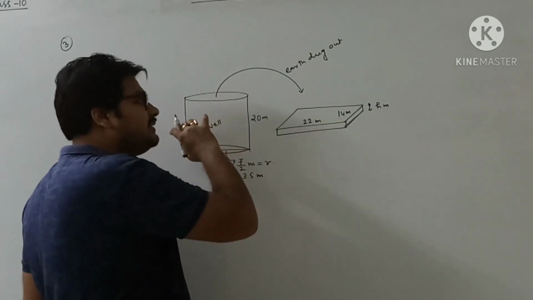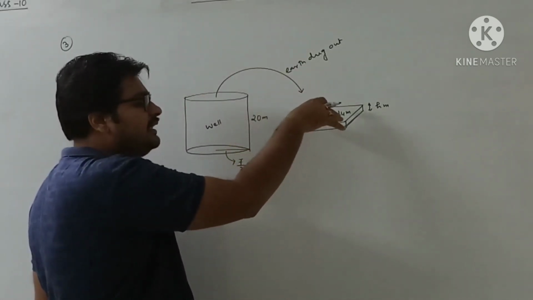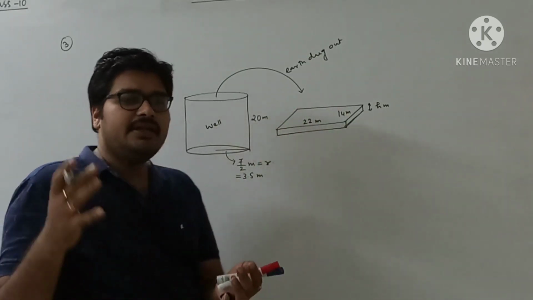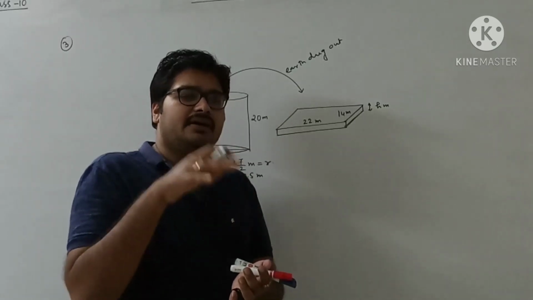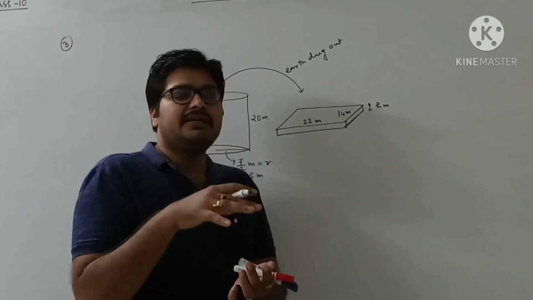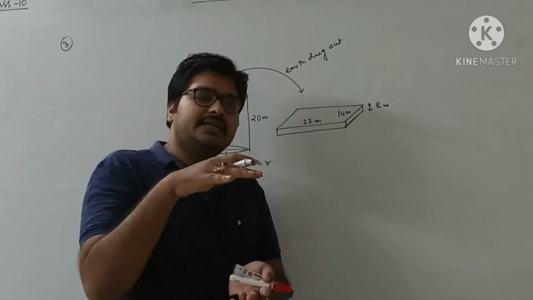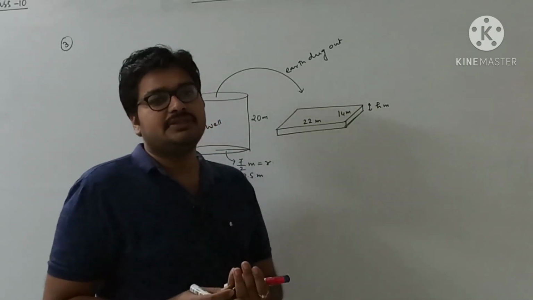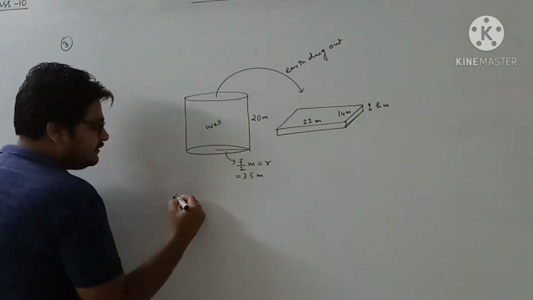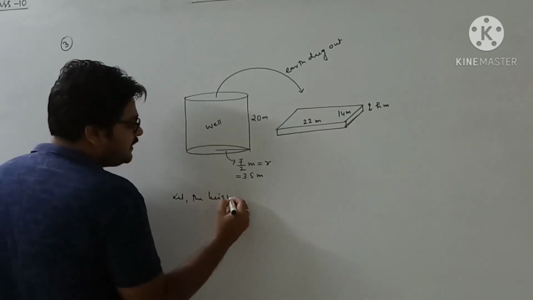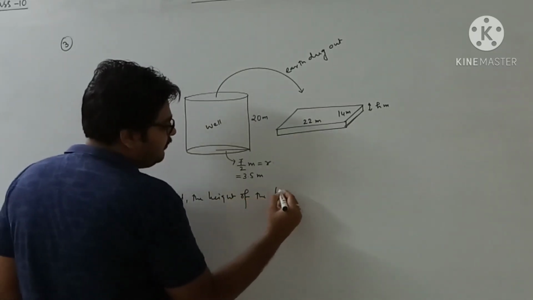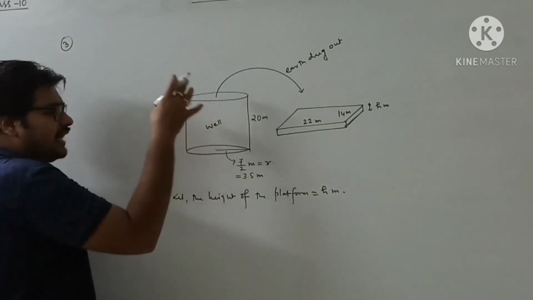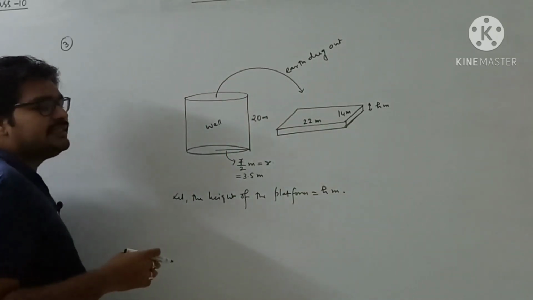So whatever the earth has been dug out from here, that has spread evenly on a platform whose length is 22 meter and breadth is 40 meter. So whenever you put the soil on that particular land, the land height also will increase, correct? How much it has increased, that is the question. So let the height of the platform be equal to h meter.